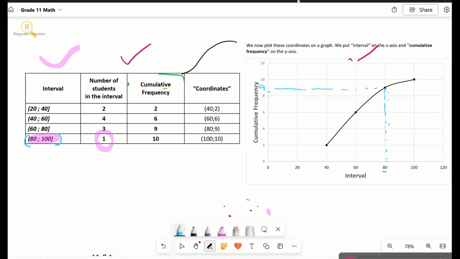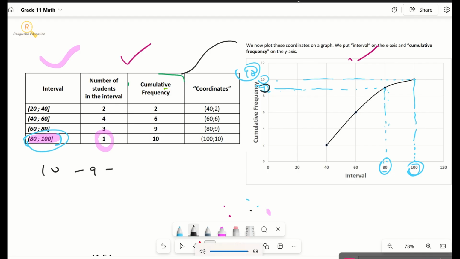Then the upper bound, which is 100, you go to the x-axis, dotted lines up, extend the dotted lines to the y-axis, gives you 10. So this 10 gives you the number of learners that got 100 or less. This 9 gives you the number of learners that got 80 or less. When you are looking for the number of learners that got between 80 and 100, you simply take the 10 there, minus the 9, gives you 1. Matches our value there, right?